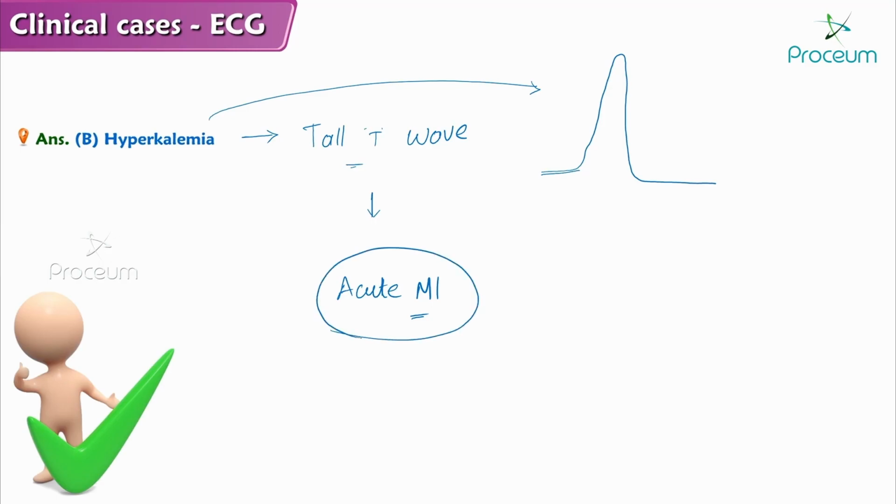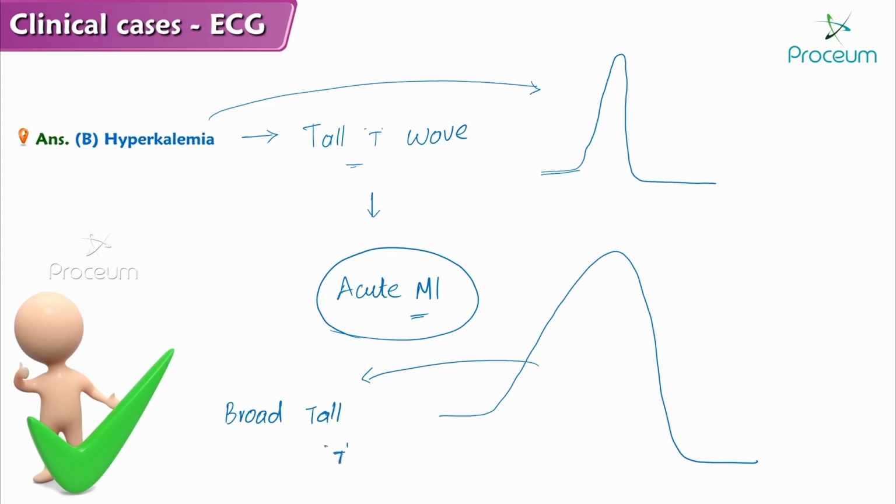But in case of acute MI, this will be the tall T wave. So in case of acute MI, you have a broad, tall T wave. That is what you will have in case of acute MI.